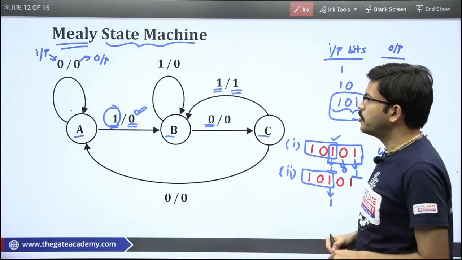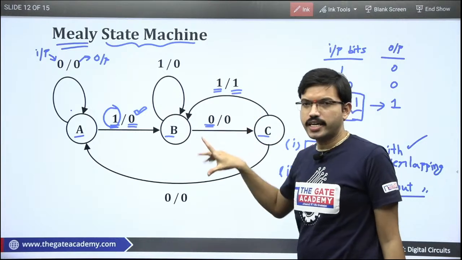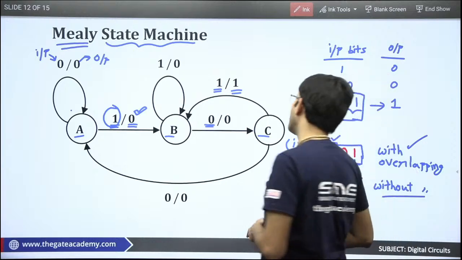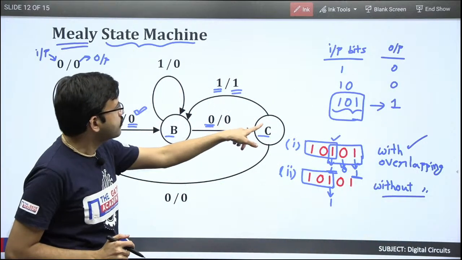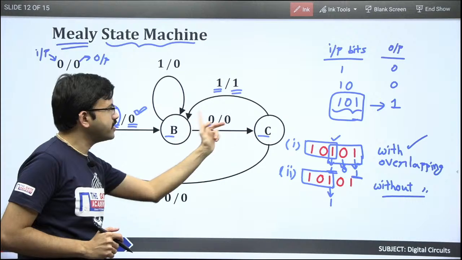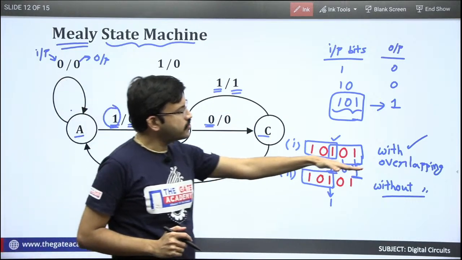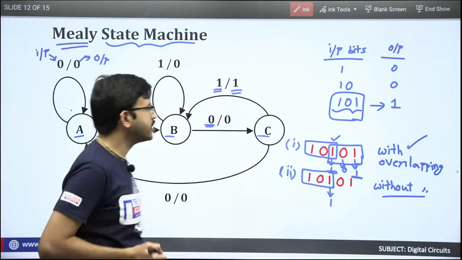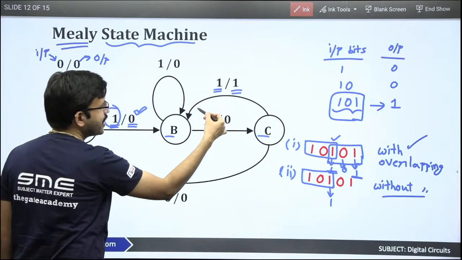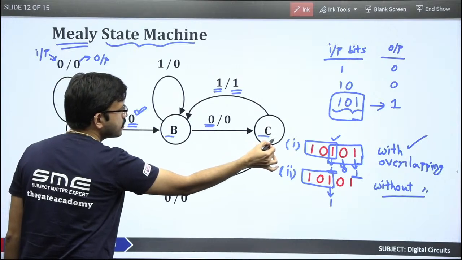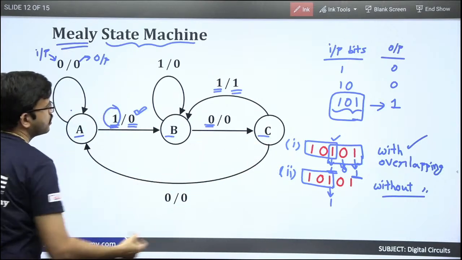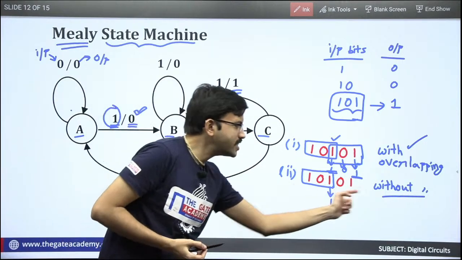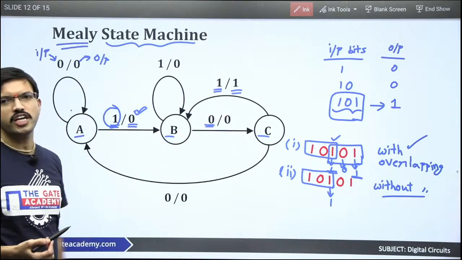Yes, very good. Now if you want to make the same state diagram for without overlapping, what modification do we have to do? See, from state C to state B I have given the arrow mark. Now if you want to avoid this case, suppose your requirement is without overlapping, then instead of this connection, you have to make the connection from C to A. Then what will happen? 101 we have received, after that once again the sequence starts fresh. Okay, right.